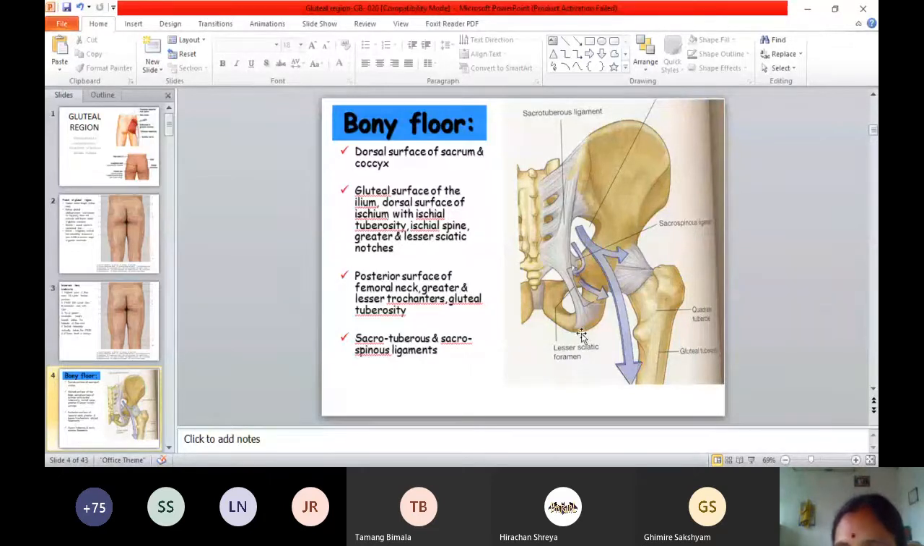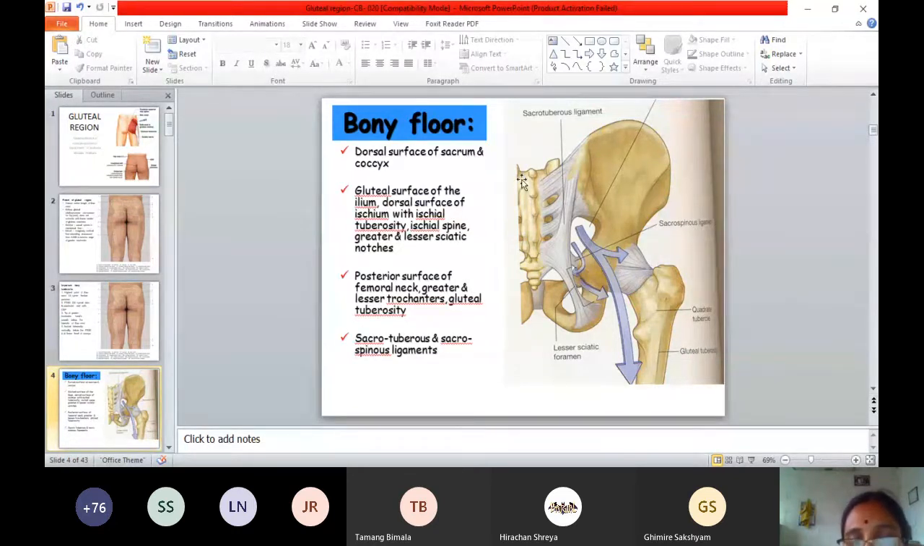If you are in a sitting position, you can feel a bone in your buttocks. That bone you feel when sitting is known as the ischial tuberosity. This conical projection of the ischium is known as the ischial spine. Beside this, there are notches which are converted into foramina by ligaments. This is the greater sciatic notch; after attachment of the ligament it becomes the greater sciatic foramen. This is the lesser sciatic notch; this ligament converts the notch into the lesser sciatic foramen.